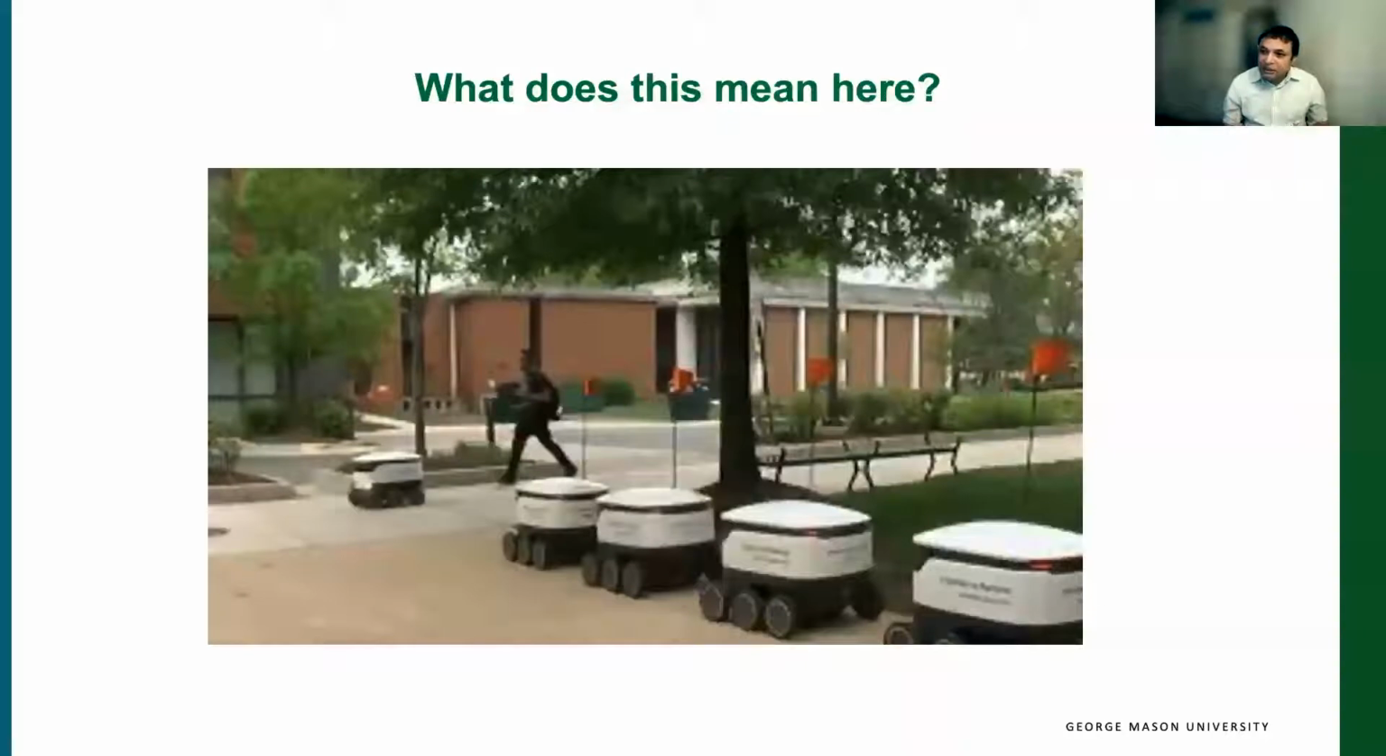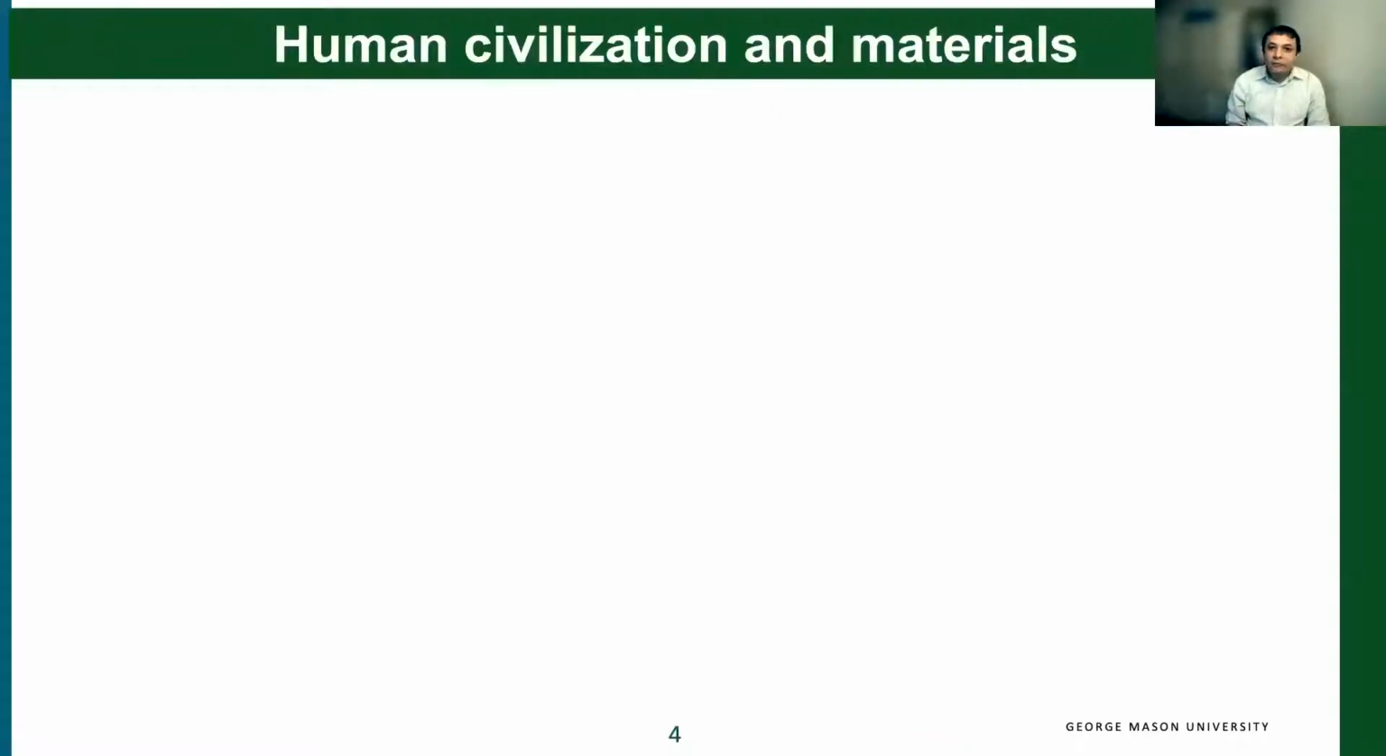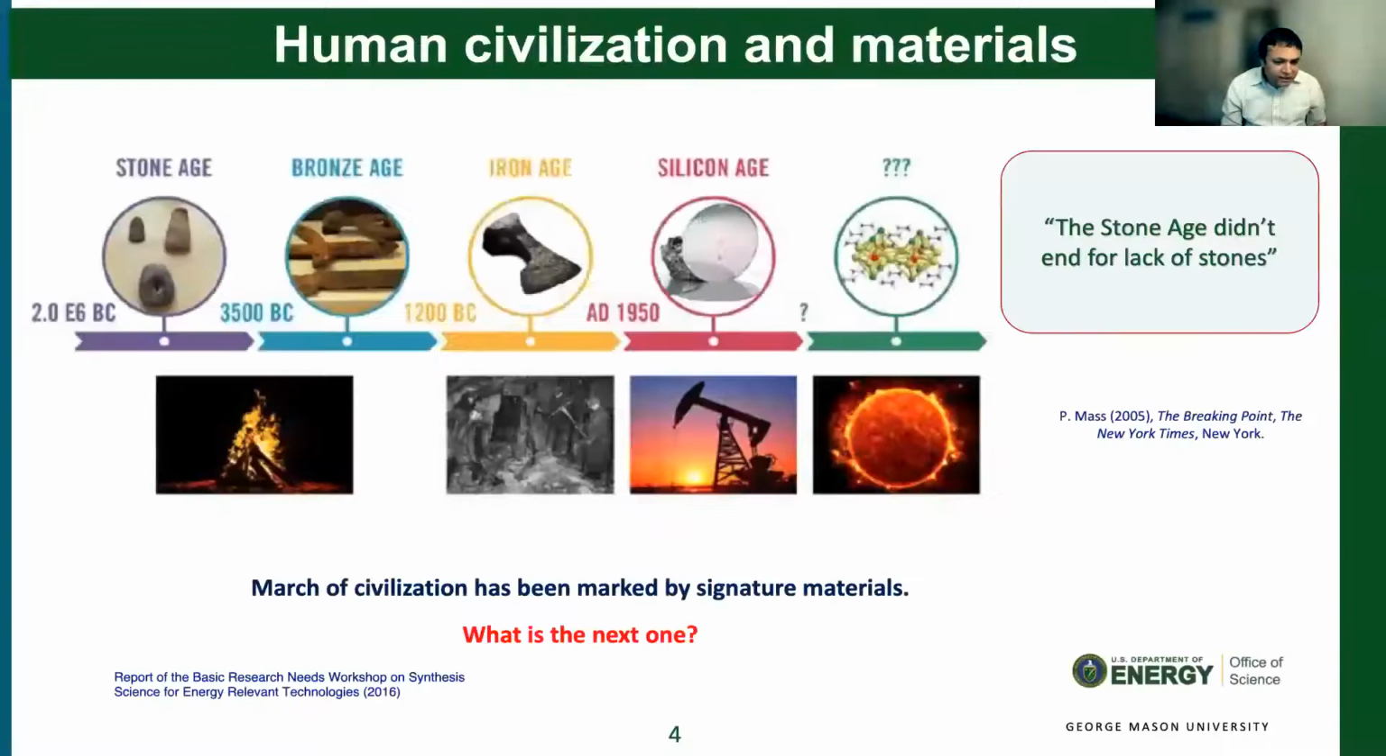All this artificial intelligence and things are coming along, and to match with that and to move this technology forward, what we need is new materials. And before going into the future, let me go into the past and try to correlate our human civilization with the materials. It has been pretty remarkable that the march of civilization has been marked by various signature materials. We talk about the Stone Age, Bronze Age, Iron Age, and Silicon Age. We are currently in the Silicon Age.